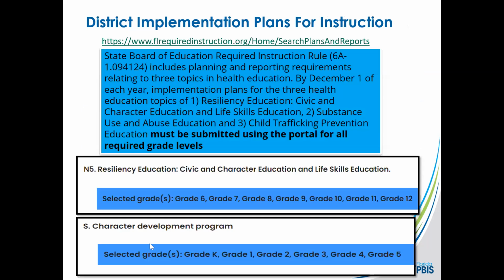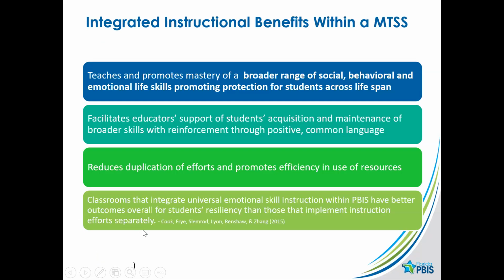And then last, we have from the research in classrooms that have actually done this and integrated universal emotional skill instruction approaches within PBIS. They have much better outcomes overall for their kids in terms of resiliency than those that implement efforts separately. So if I'm in this classroom, I choose to only do ABC instructional program, and over here, I'm only going to do PBIS, versus doing them together. The classrooms that did it together had the best outcomes, particularly to those internal skills of kids that we know promote resiliency.